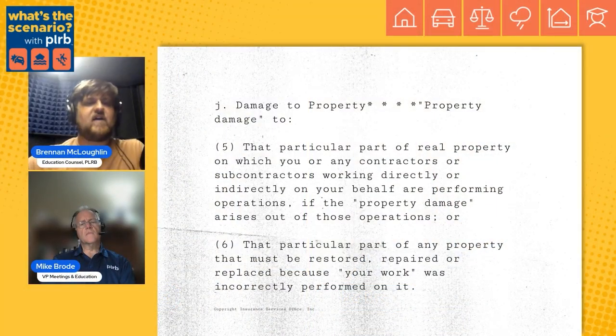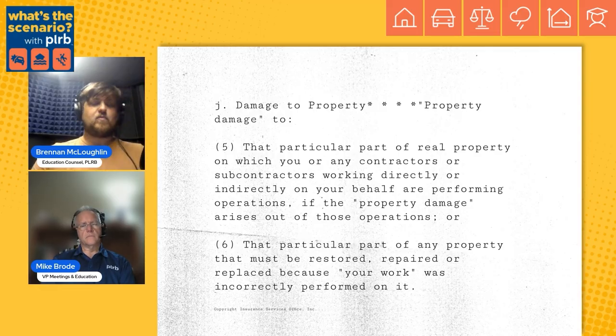Yeah, so that's where you get into what we call the J5, J6 exclusions. Let's get into the language of them. J is damage to property, and we're excluding property damage to, ellipsis, and then there's two points, 5 and 6. So 5 is that particular part of real property on which you or any contractors or subcontractors working directly or indirectly on your behalf are performing operations if the property damage arises out of those operations.